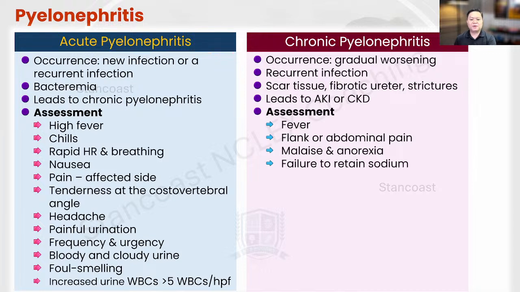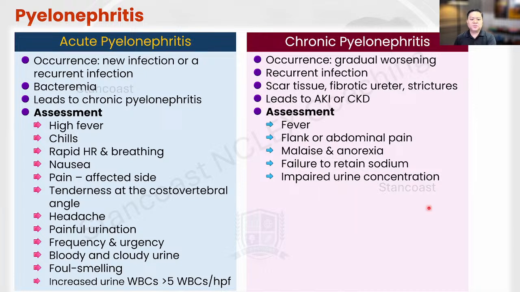Another thing is that there is failure to retain sodium. And the reason for that is that there is now huge damage in the kidneys, wherein it is losing its ability to properly filter and also reabsorb the sodium. And this is going to lead to imbalances. So this is one of the differences between the chronic pyelonephritis and the acute, because of the impairment of the kidney function here. So again, there will be failure to retain sodium.